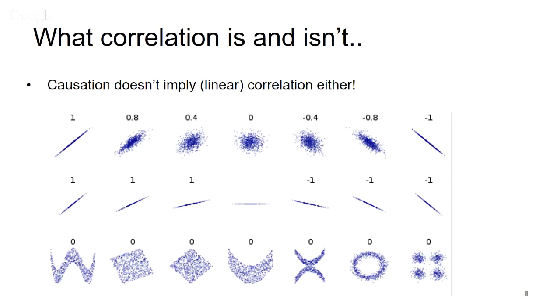Now, what's interesting, of course, is that causation doesn't imply correlation, or at least linear correlation, either. So if you look at all these different correlational plots, especially the one in the last row, you will see that these are all examples of causation. But if you find the linear correlation coefficient, it's probably very close to zero. But these are, again, valid examples of causation. And this is another example of why I prefer to use the term association and not correlation, unless it's very clear.